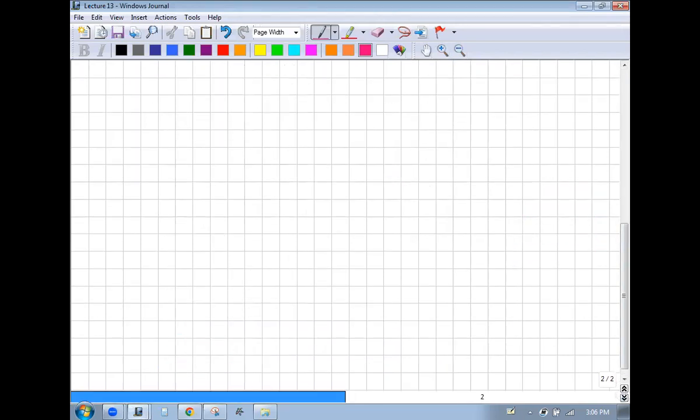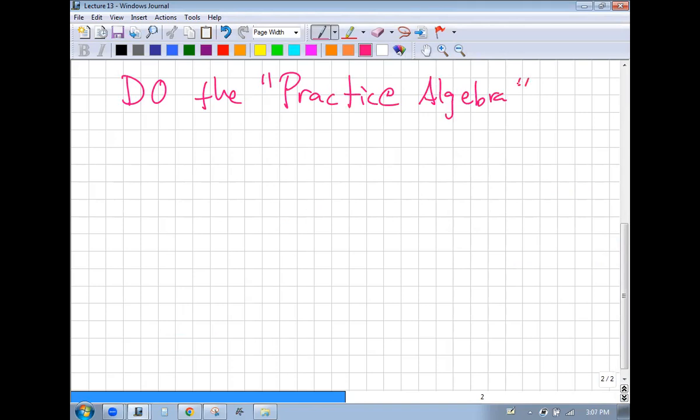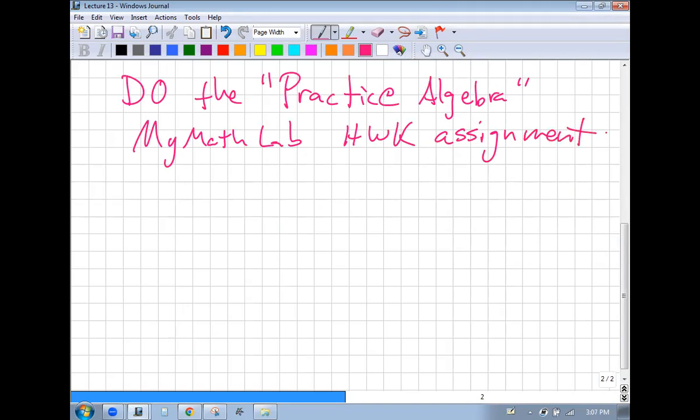So do the practice algebra, my math lab homework assignment. Okay, it's not for a grade, all right? But if you don't do it, you're going to struggle in calculus, right? You're going to fail out of college. You want to do it now, not later, right? Save yourself some time and money. So do this, okay?